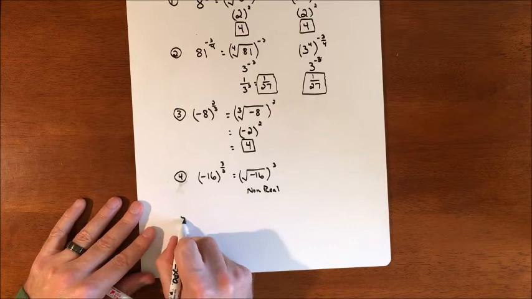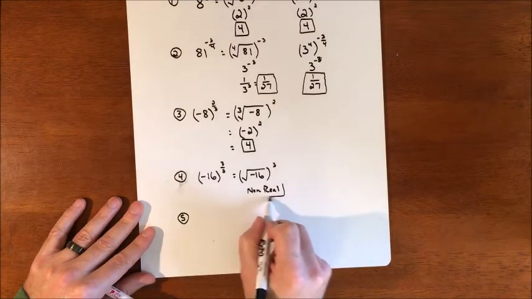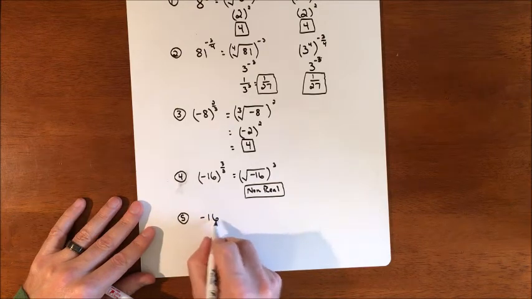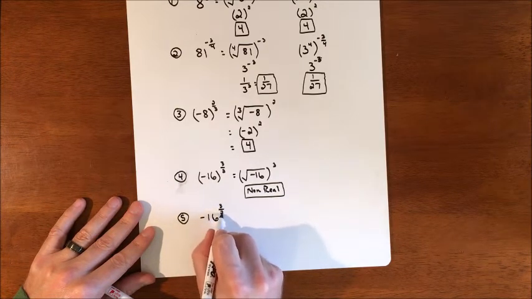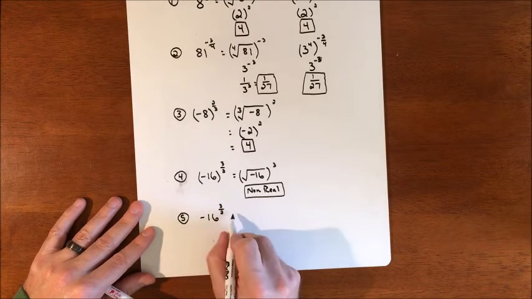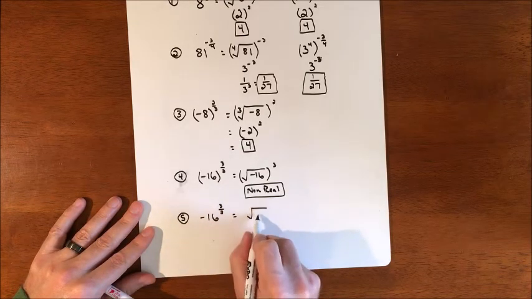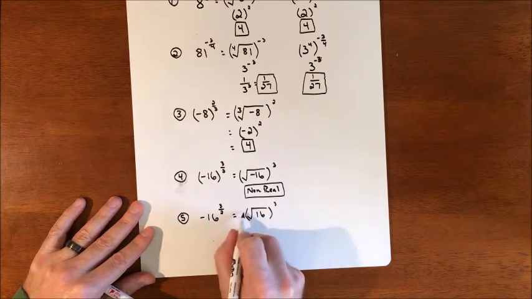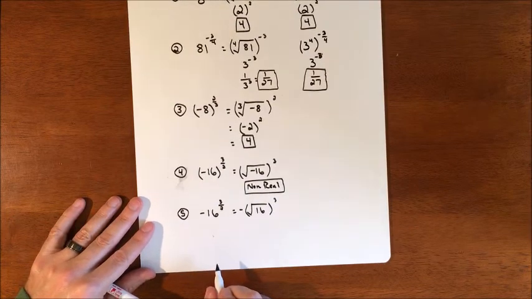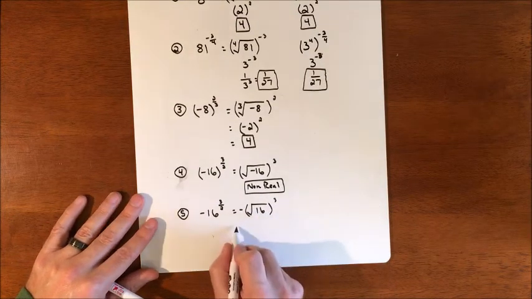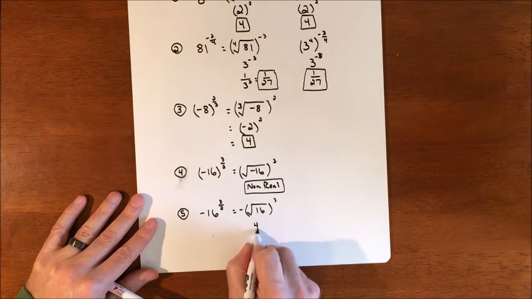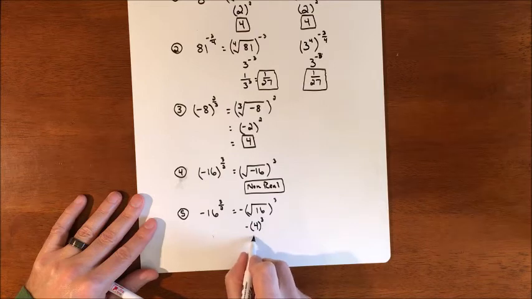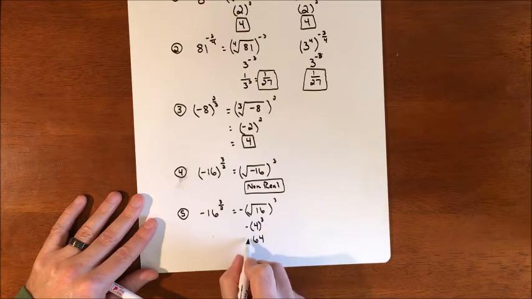So number 5. What if the negative is not inside the parentheses? Well, this time you're square rooting 16, raising it to the third power, and that negative sign is going to be applied after the fact. So you square root 16, which will get you 4, and then you'll cube that, and that's going to get you 64, and the negative gets applied at the very end.